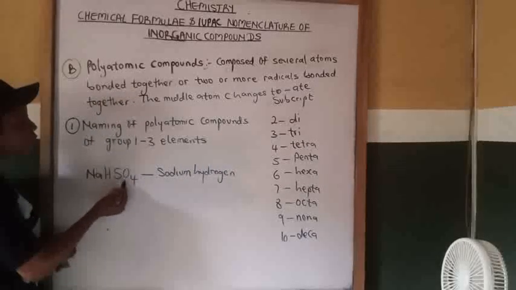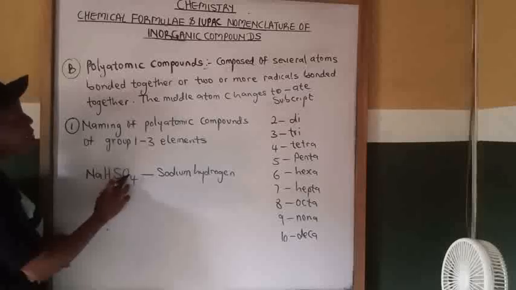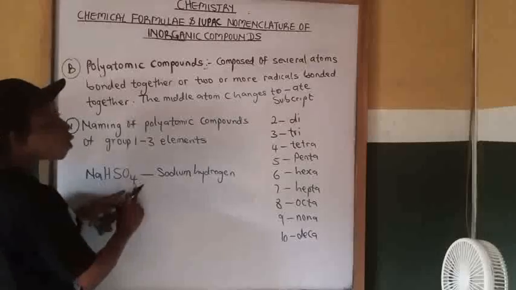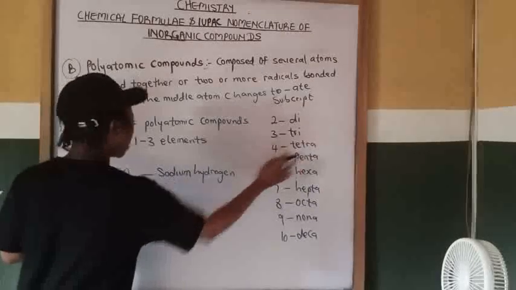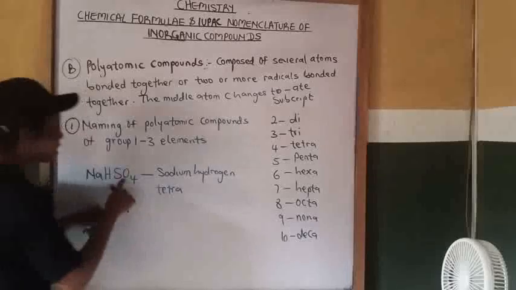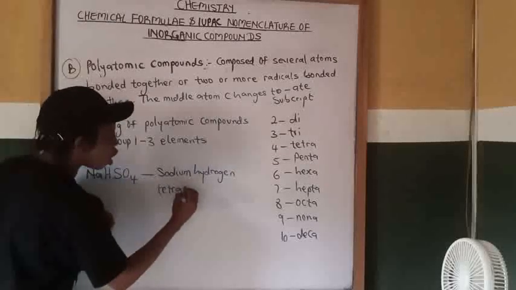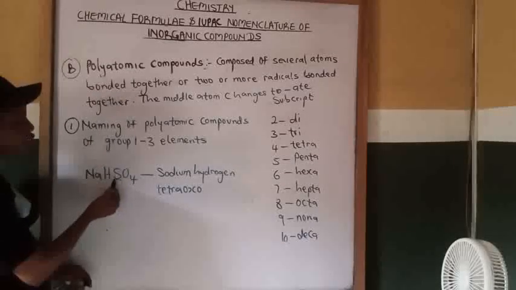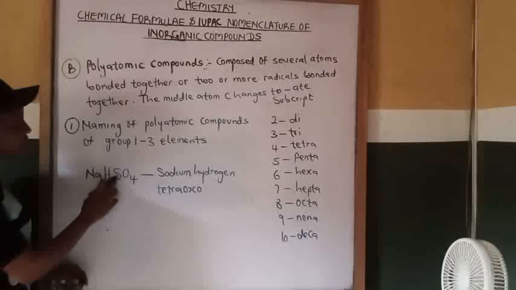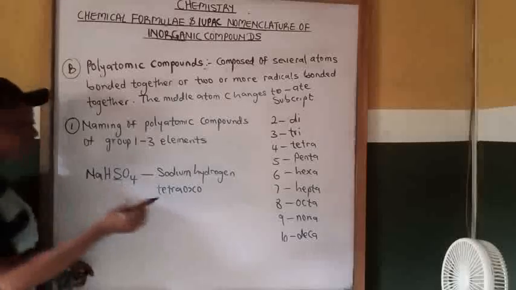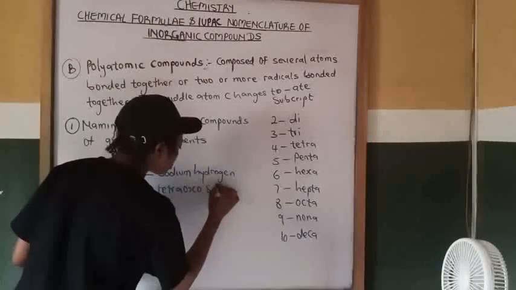then followed by oxygen. Then how many oxygen do we have? 4. So when we have 4, we call this what? Tetra. Then oxygen changes to oxo. Tetraoxo. Then the middle atom will be named last. The middle atom changes to sulfur, and sulfur will change to sulfate.